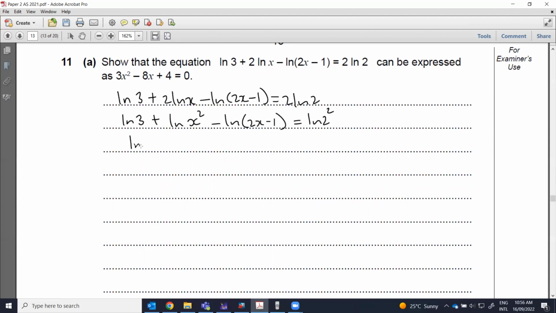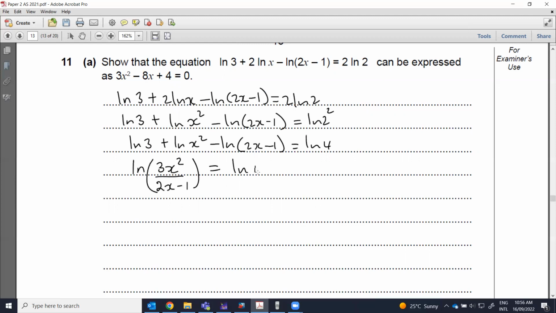So this is ln of 3, ln of x squared minus ln of 2x minus 1. This is ln of 4, which I could have done over here. Now on the left-hand side, I'm adding these two logarithms. The bases are the same, so I can multiply the arguments. This one is subtracting. That means I would divide, not the exponents, arguments. So I can rewrite this as ln of 3x squared divided by 2x minus 1.